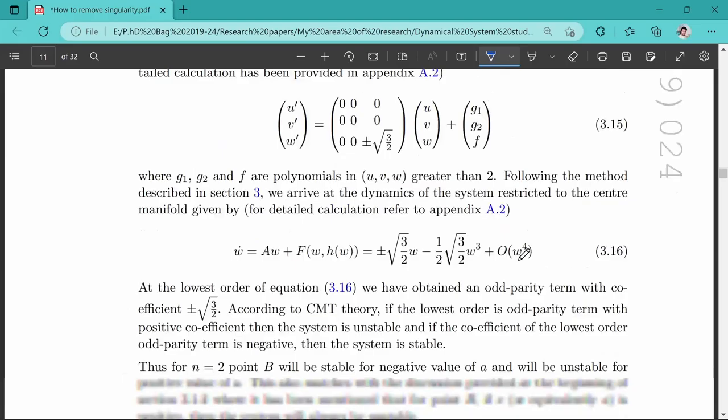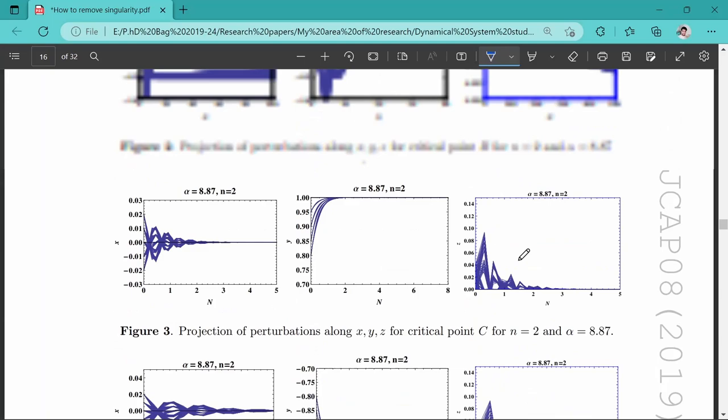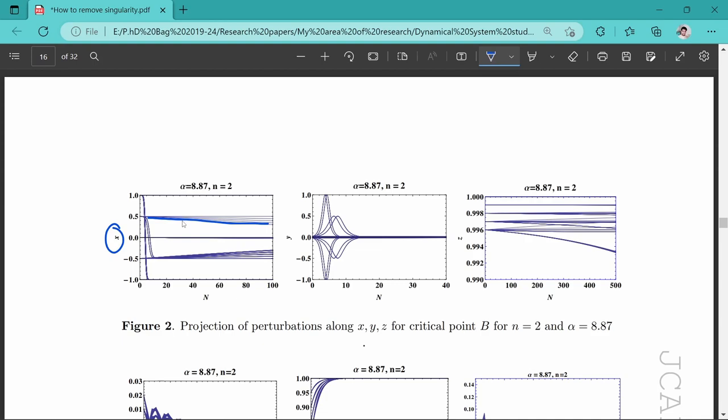If the critical point is really stable, then it will converge to some point. Here you can see that for some initial condition y is going to be zero when x is negative. So x is going to be negative and y is going to be zero, and if z diverges or takes any kind of value, then one can say that the point b is stable.